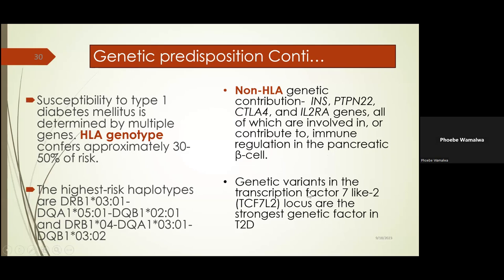Now, type 2 diabetes: patients who have genetic variants in the transcription factor 7-like 2 locus have the strongest genetic factor. But just like type 1, it's polygenic. The genes that increase the risk of type 2 diabetes are so many, extremely many. We have not really gotten it zeroed down to a few. There are quite a number.